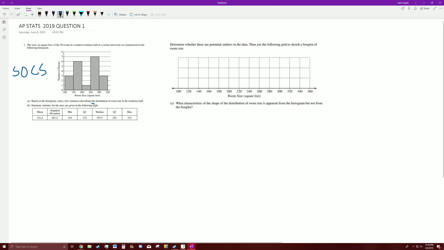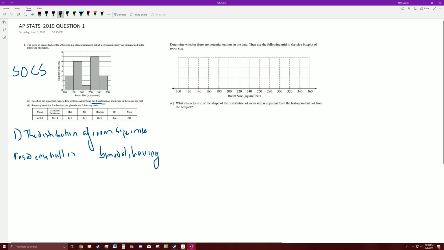So, again, start with the sentence prompt right here. The distribution of room size in the residence hall is bimodal, having one peak at 150 to 200 feet squared and the other at 250 to 300 feet squared.